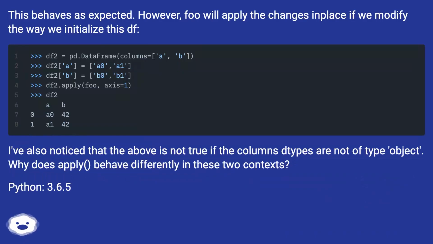This behaves as expected. However, foo will apply the changes inplace if we modify the way we initialize this df. I've also noticed that the above is not true if the column's dtypes are not of type object. Why does apply behave differently in these two contexts? Python 3.6.5, pandas 0.23.1.